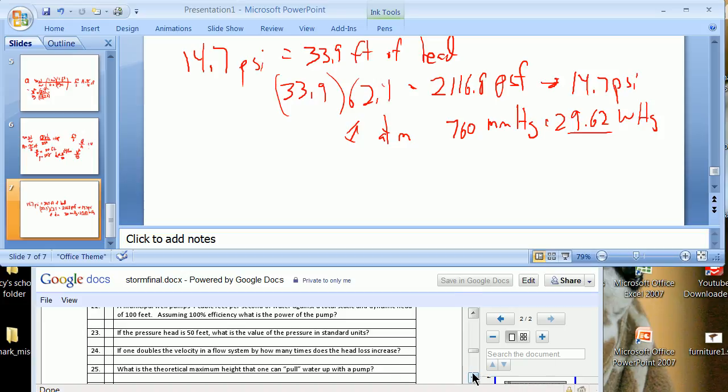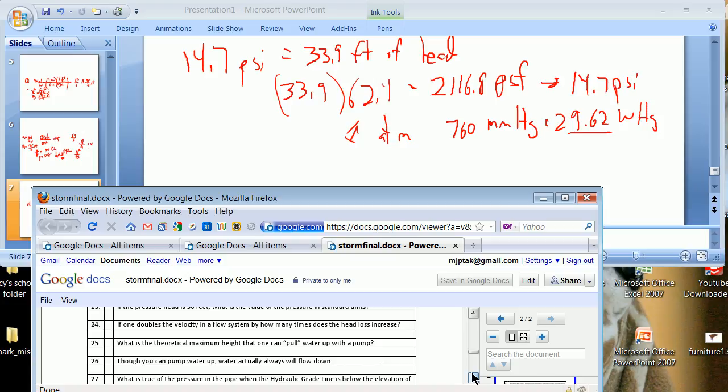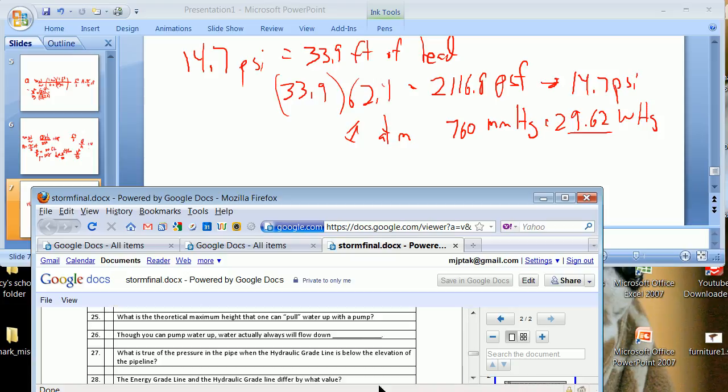So you can only pull water up, and you can never actually get it up 33.9 feet. That is a theoretical limit at sea level. Water flows down energy, or down pressure. What is true of the pressure in the pipe when the hydraulic grade line is below the elevation of the pipeline? It is a negative pressure in the pipe.